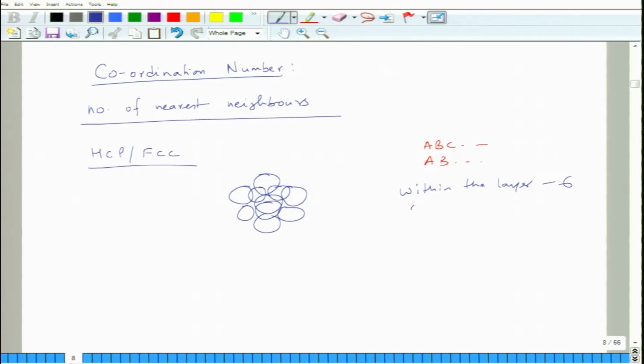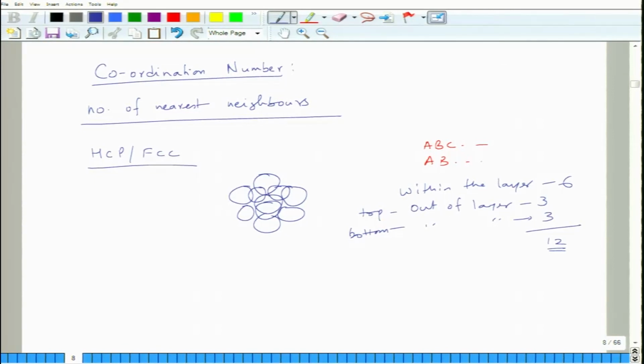Out of the layer it will have 3 on top and 3 on bottom. So how many nearest neighbors will it have? 12. A total of 12 nearest neighbors it will have.